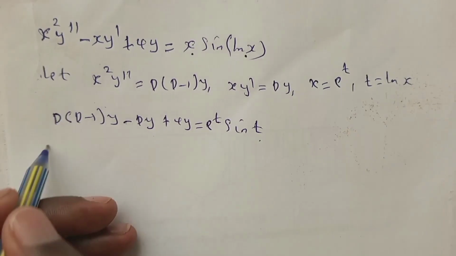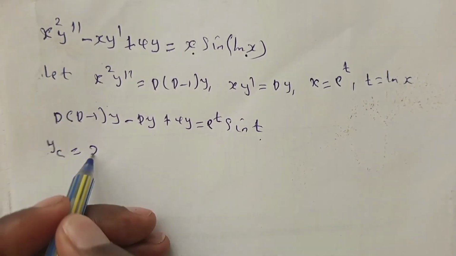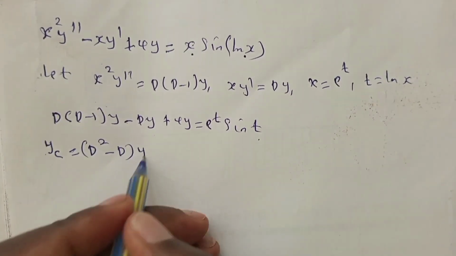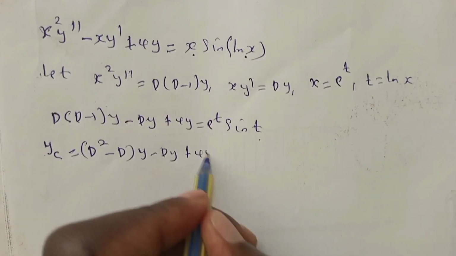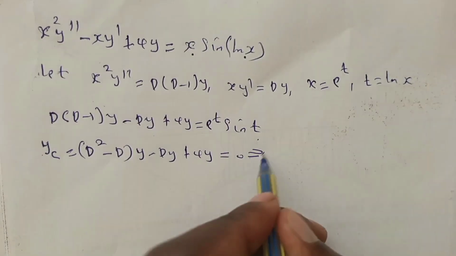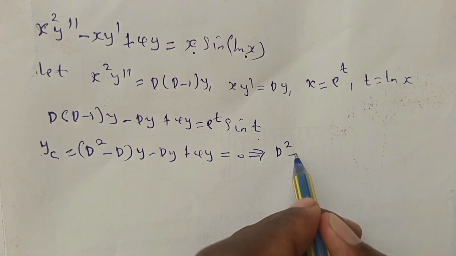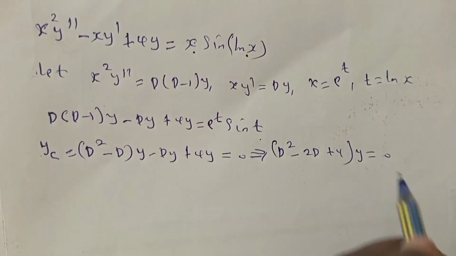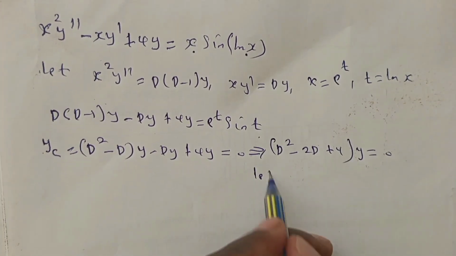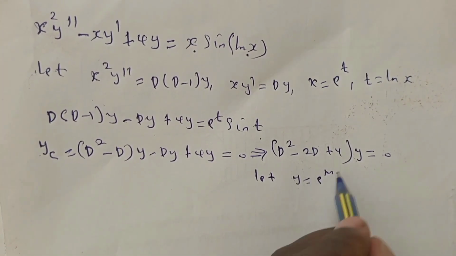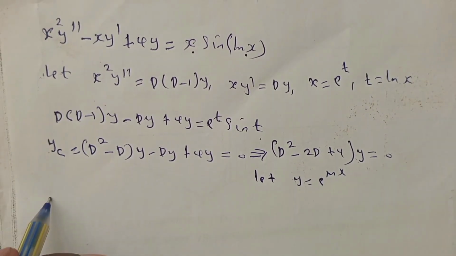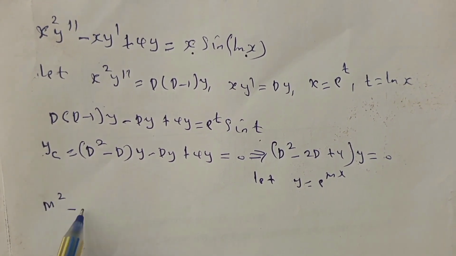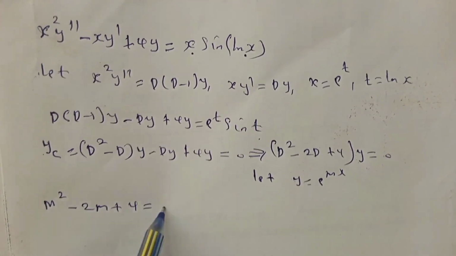two parts. So we begin with the complementary part, which is given by D squared minus D into bracket y minus Dy plus 4y is equal to 0. This can be written as D squared minus 2D plus 4y is equal to 0. We are going to solve this by letting y be equal to exponential mx, so that we get m squared minus 2m plus 4, which is equal to 0.